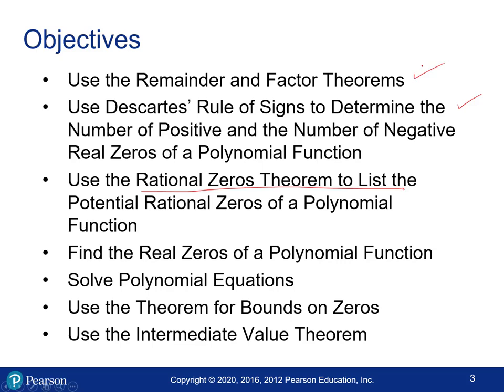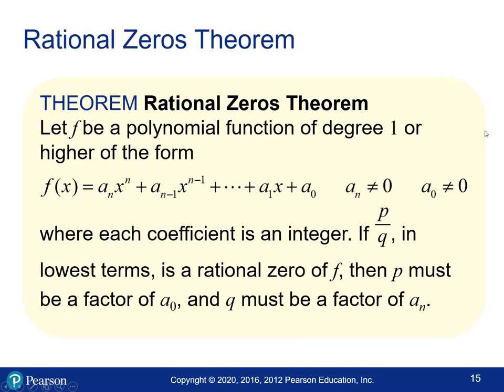So the rational zeros theorem says the following: if we have a polynomial function that looks like this, just in general, where each coefficient is an integer, that's part of what's required, then p over q, if that's in lowest terms as a fraction, is a rational zero of our function, if p is a factor of a sub 0 and q is a factor of a sub n.